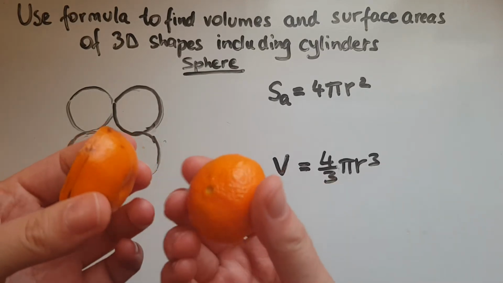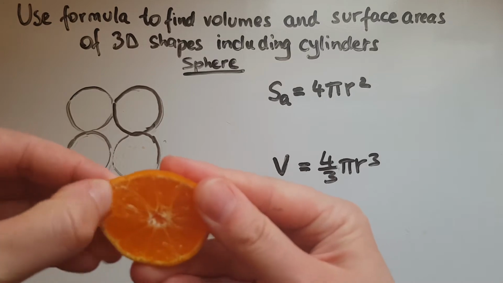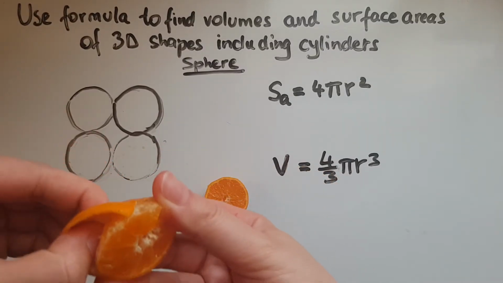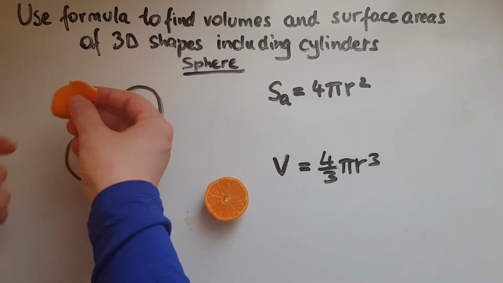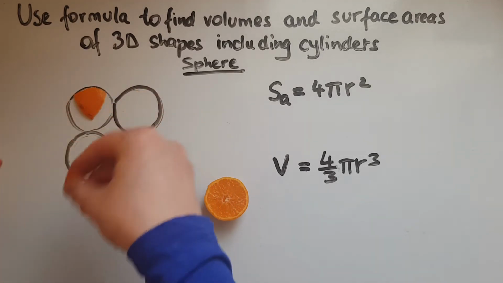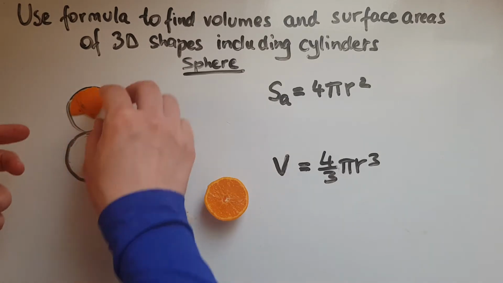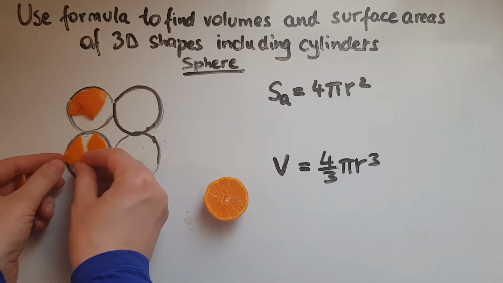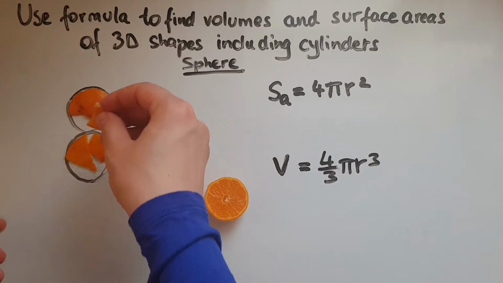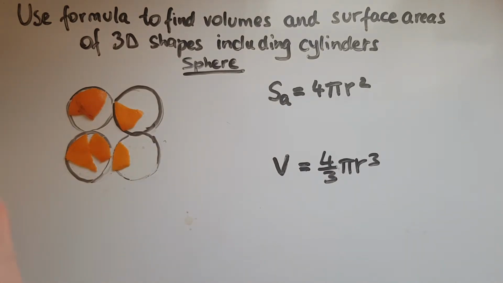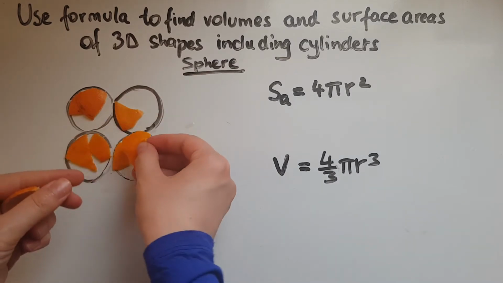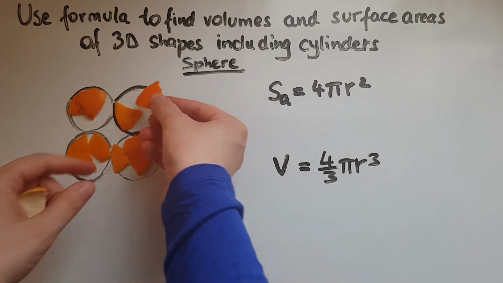So does that equal the surface area of the sphere? So what I'm going to do is I'm going to peel the tangerine. And I'm going to place the skin over these circles, trying to fill them. So we'll see approximately, because this cannot be very accurate. However, even if we could be more precise, that would still be valid. So 4 lots of the area of the circle makes the surface area of the sphere.